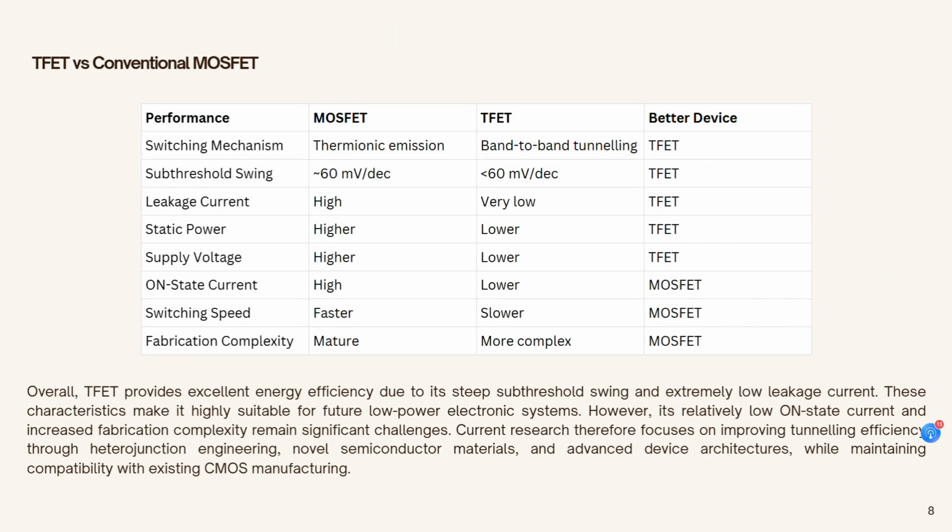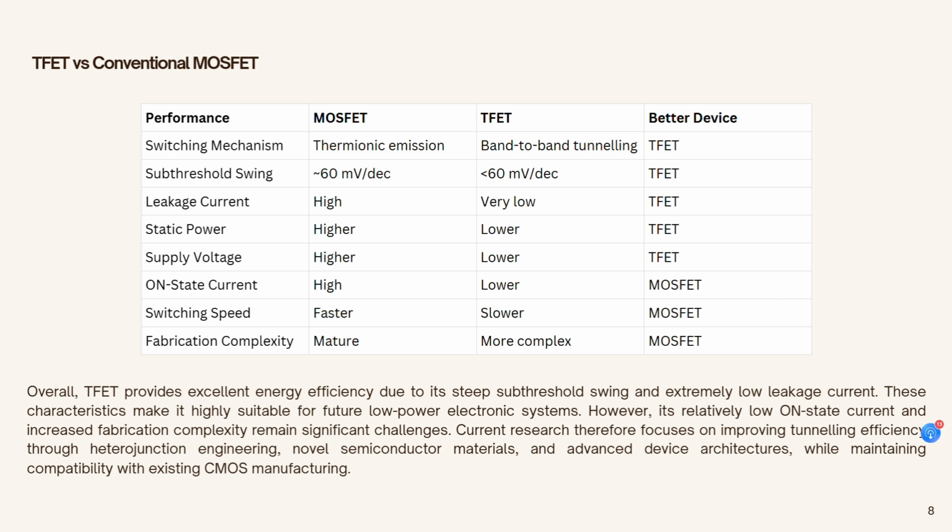This table summarizes the overall comparison between TFET and conventional MOSFET. The most fundamental difference is their switching mechanism. MOSFET operates by thermionic emission, where carriers need enough thermal energy to overcome an energy barrier. TFET, on the other hand, uses band-to-band tunneling, where carriers can tunnel through the energy barrier instead of going over it. This difference is the key reason why TFET can overcome the 60 millivolt per decade limitation of MOSFET.